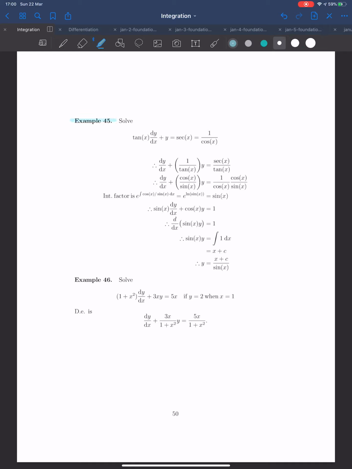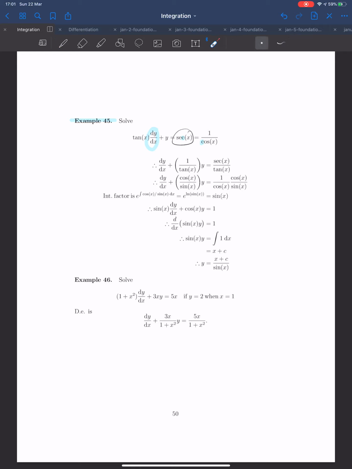So example 45, solve tan x dy by dx plus y equals sec x, which we know is 1 over cos x. If you remember, that third letter C, and a C there. So the first thing we've got to do, we've got to make the coefficient of this equal to 1. So we've got to divide everything by tan x. So it's dy by dx plus 1 over tan x times y equals sec x divided by tan x.